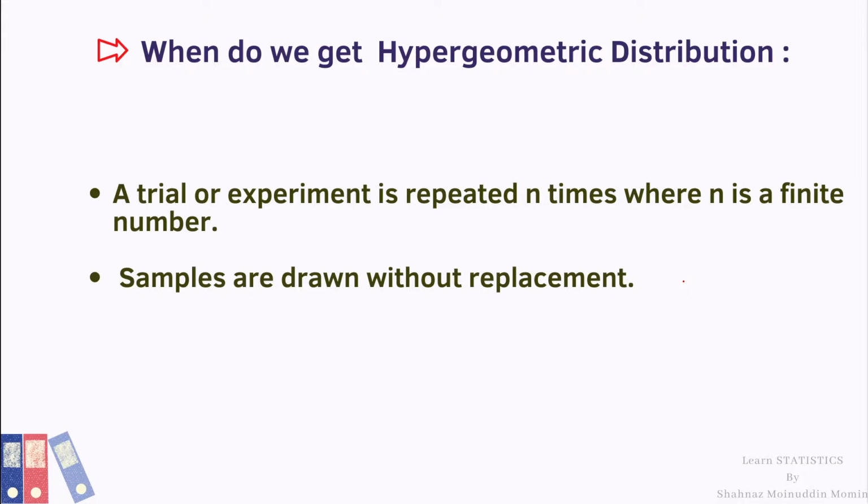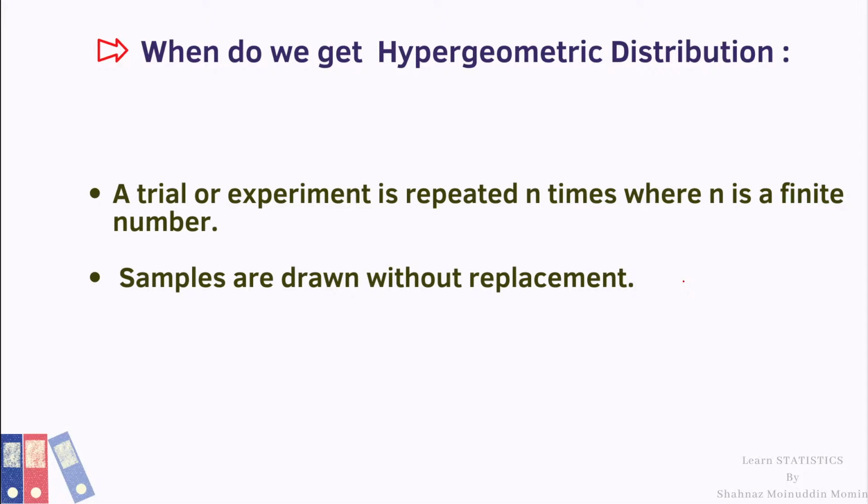Now let us start with a concept. When do we get a hypergeometric distribution? Means how do we understand in which case a hypergeometric distribution exists. For that, the first point is a trial or experiment is repeated n times where n is a finite number, and the second point is samples are drawn without replacement. Means in an experiment which results in a finite number of outcomes and samples are taken without replacement, then we say that a hypergeometric distribution exists in such cases.